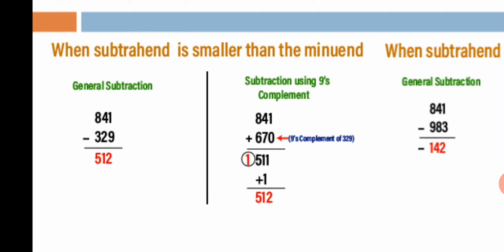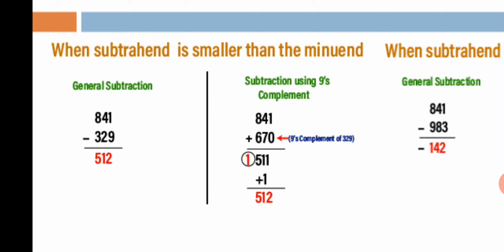you have to consider the leftmost position as a carry. Fine, it is a carry. Now whenever you get that carry, what you have to do? You have to add the carry to the 3 positions, which is nothing but 511. 511 plus 1 is 512. You are going to get the value as 512.